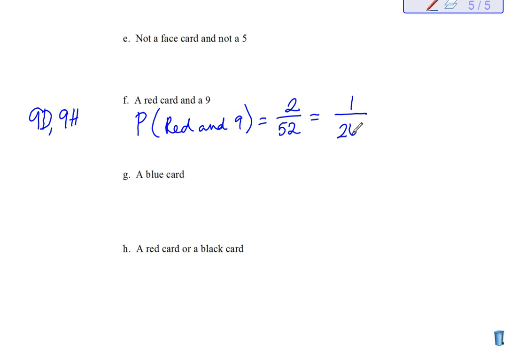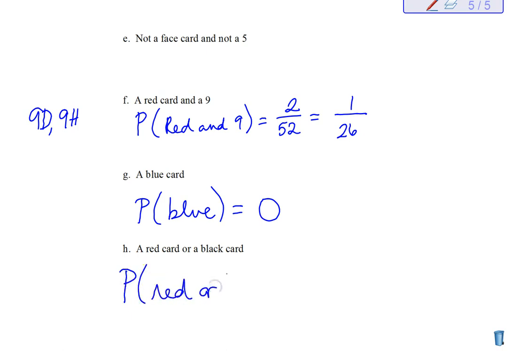Part G, the probability that we get a blue card. Well, there's no blue cards in the deck. That's an impossible event, so the probability is 0. Part H, the probability that you get a red or a black. Well, if you draw from a standard deck of cards, you're for sure going to get a red or a black. This here would be a certain event, so its probability is equal to 1.